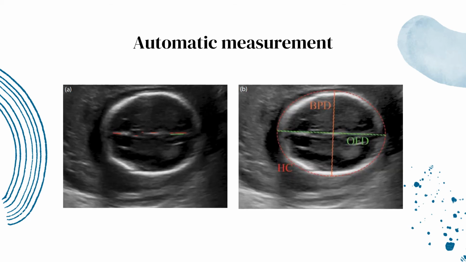Here in these two pictures we can see an application of automatic measurement. In picture A we see automatic recognition of the central midline in the correct fetal head imaging plane, and in picture B we can see automated measurement of fetal head circumference.